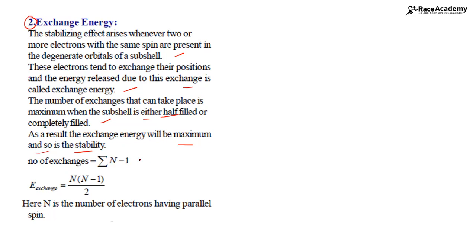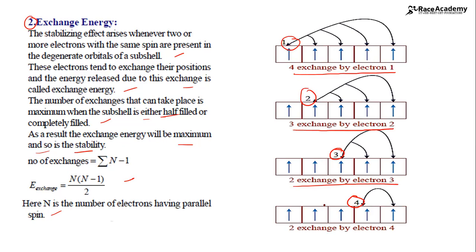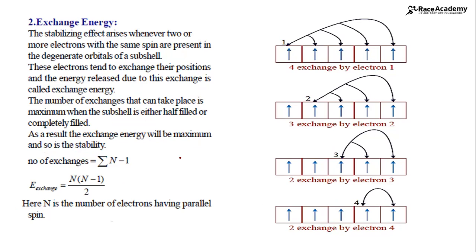The number of exchanges formula is given as sigma n minus 1. This can also be written as n into n minus 1 by 2 exchanges, where n is the number of electrons having parallel spin. Now you can see the parallel spin electrons here. Here first electron, second electron, third electron, fourth electron are shown. Here 4 exchanges by electron 1 are observed, 3 exchanges by electron 2, 2 exchanges by electron 3, and only 1 exchange by electron 4. That is what we have noticed about the exchanges in this discussion, and that gives more stability to the atoms.